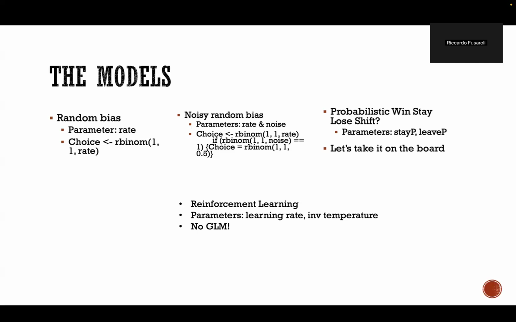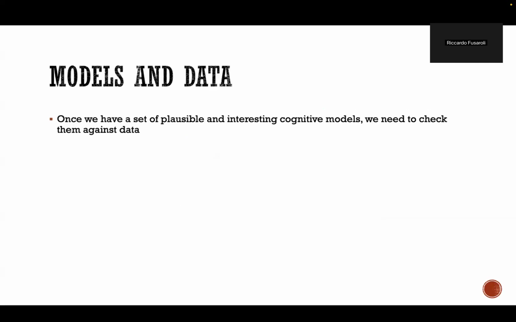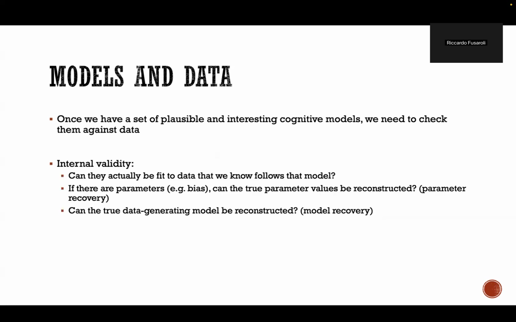The last model is the reinforcement learning that we can see briefly. Again, it has 2 parameters, the learning rate and the inverse temperature, and cannot be reduced to the GLM. Okay, so let's say that we have defined these 3 models and we find them plausible and interesting, which doesn't need to be. You might find them as boring as hell, but they're pedagogically simple. So we start there. We need to check them against data. How good are they at describing real data?